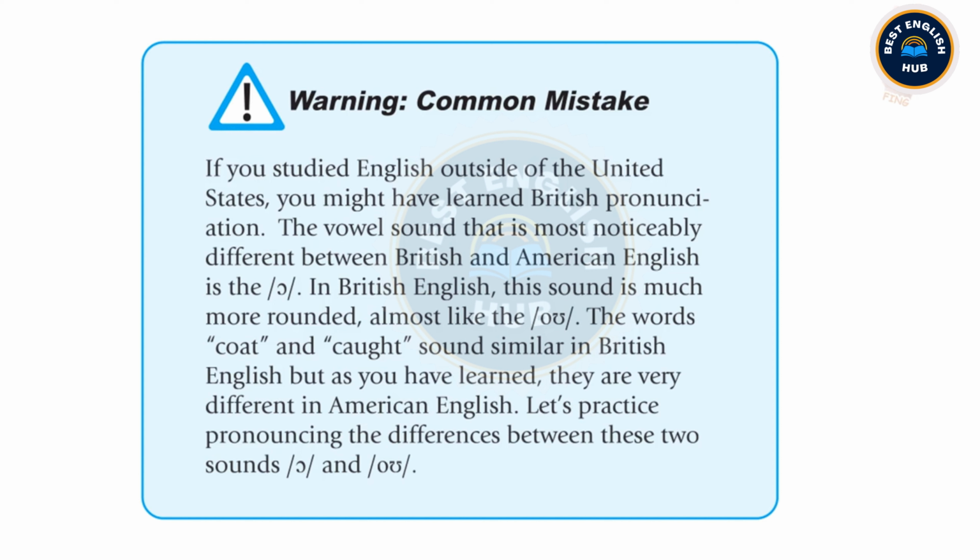Warning, common mistake. If you studied English outside of the United States, you might have learned British pronunciation. The vowel sound that is most noticeably different between British and American English is the ah. In British English, this sound is much more rounded, almost like the O. The words coat and caught sound similar in British English, but as you have learned, they're very different in American English. Let's practice pronouncing the differences between the two sounds ah and O.